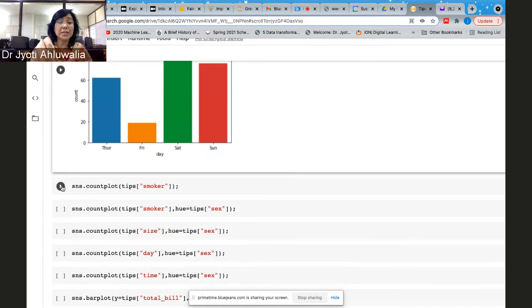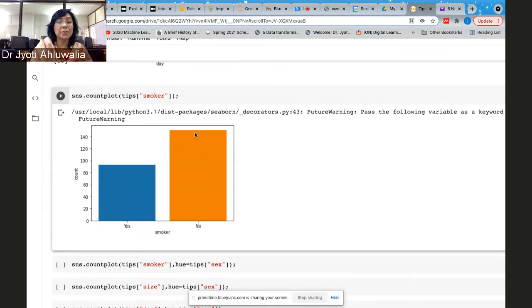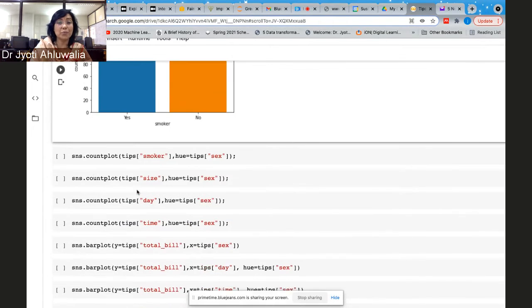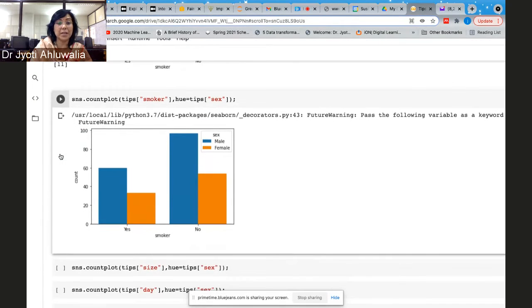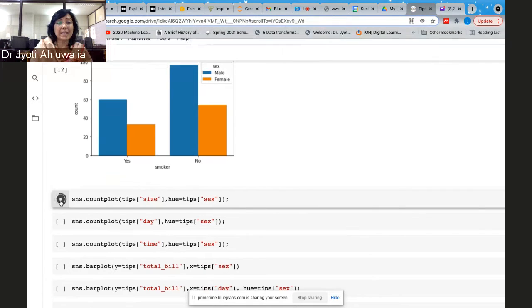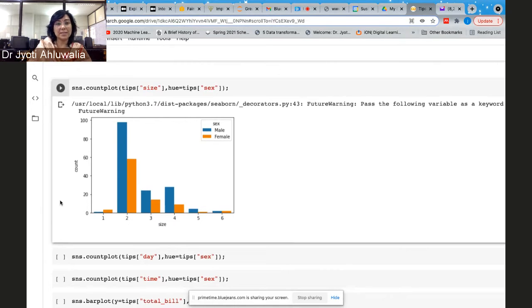Let's look at whether smokers or non-smokers come. In the data set, there are more non-smokers than smokers. Let's go forward and see who is smoking more, female or male. In both cases, females in our data set are fewer, so females are smoking less than males here. And let's see the size per sex. How many members are coming? This data set tells us that around 1 to 6 people come in a group to the restaurant.